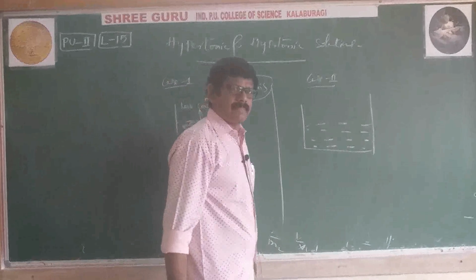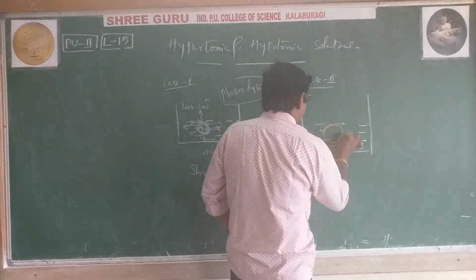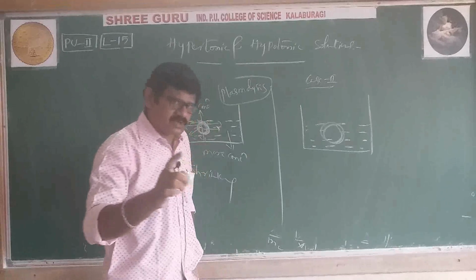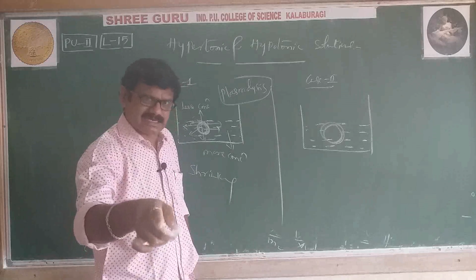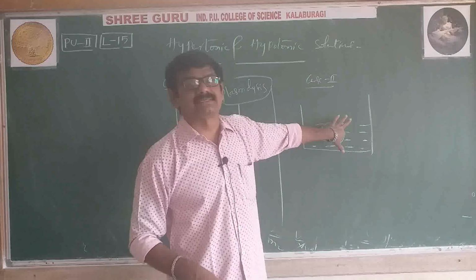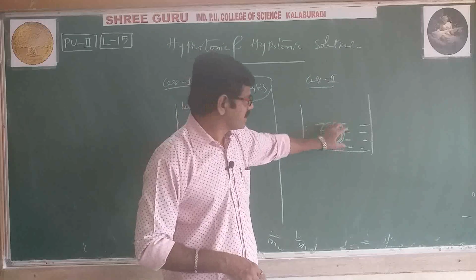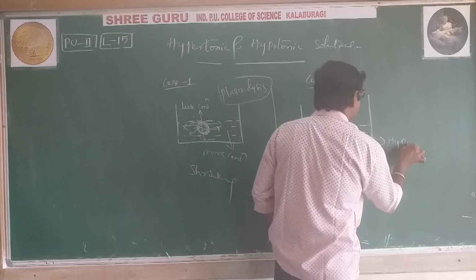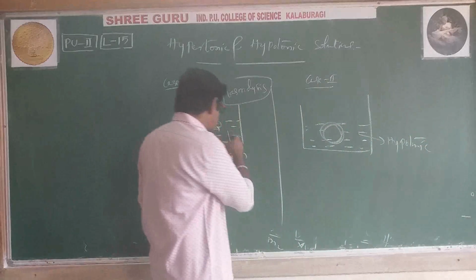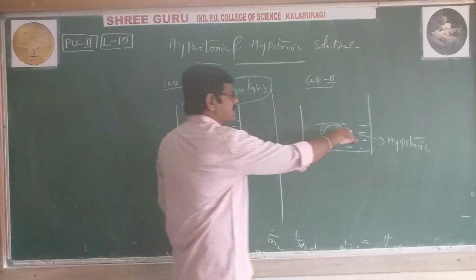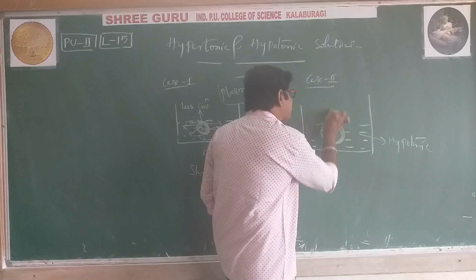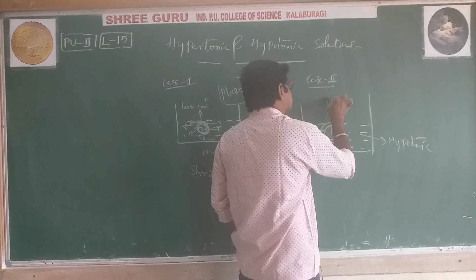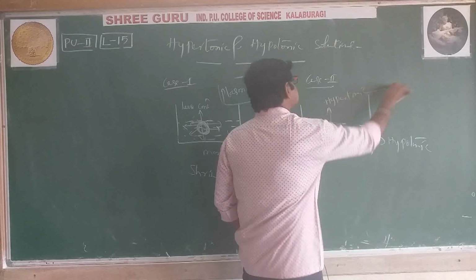Come on, case 2. What am I doing? It is again an animal or plant cell, and now this cell is kept in a solution whose concentration is less than the plant cell concentration. When we compare both concentrations, here the outer solution is hypotonic, but inside the plant the concentration is more. Inside the plant, whatever liquid is there is hypertonic.